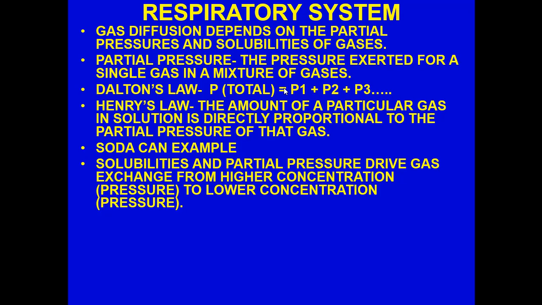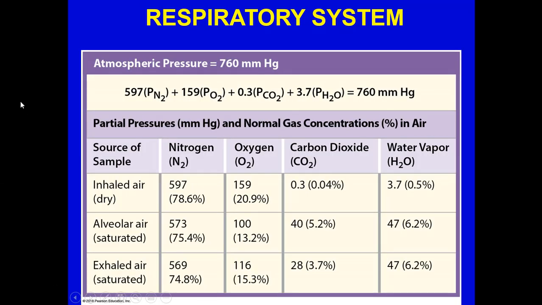Is this important? Absolutely. Because solubilities and partial pressures drive gas exchange from higher concentrations, that is pressure, to lower concentrations, that is pressure. Okay? So, if you look at the atmospheric pressure, 760 millimeters of mercury, and do what Dalton's law says, you have 597 millimeters of mercury partial pressure of nitrogen, 159 partial pressure of oxygen, 0.3 partial pressure of CO2, 3.7 partial pressure of H2O, totaling 760.